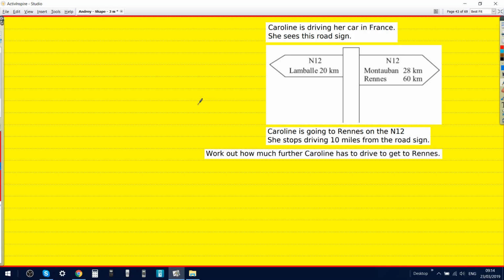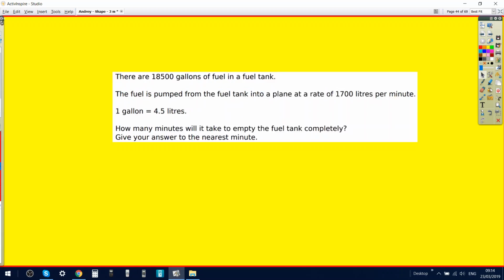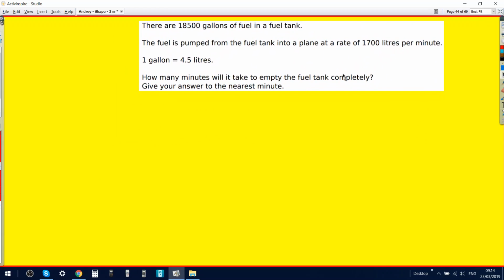Do you do miles in IGCSE? We didn't do them in our papers, so probably not. I think that they used to, but they don't do miles to kilometers anymore. I don't think we need that one. Let's see this one. Yes, this is it.